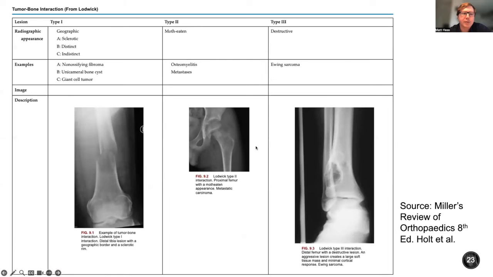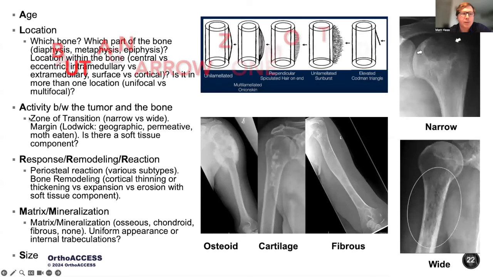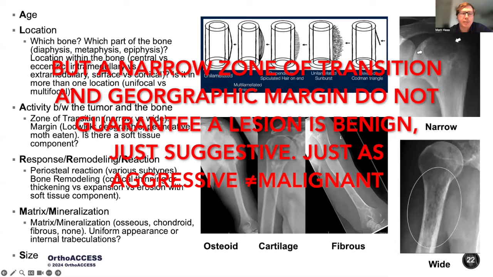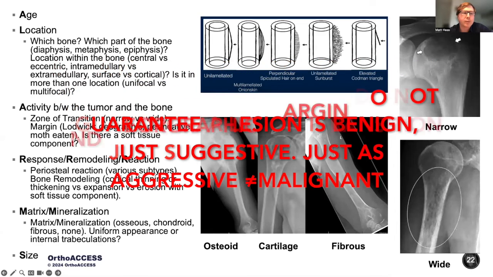So metastatic lesions, for example, are going to be more destructive, with moth-eaten and permeative margins, or something like osteomyelitis or even Ewing sarcoma. So if you see a geographic margin based on the Lodwick classification system, that will point you more towards a benign bone tumor. And again, all of this is really just looking at X-rays for bone tumors.